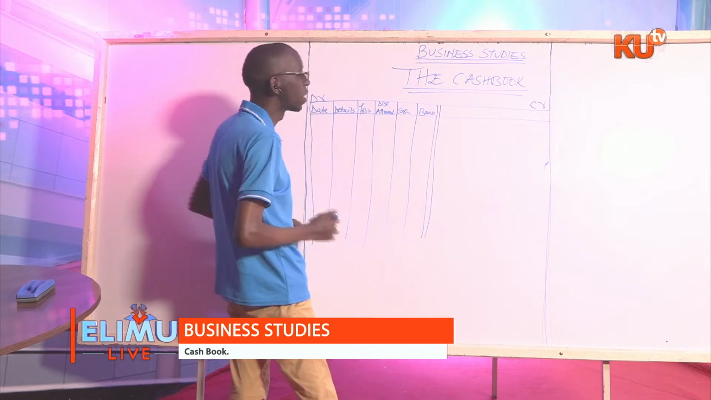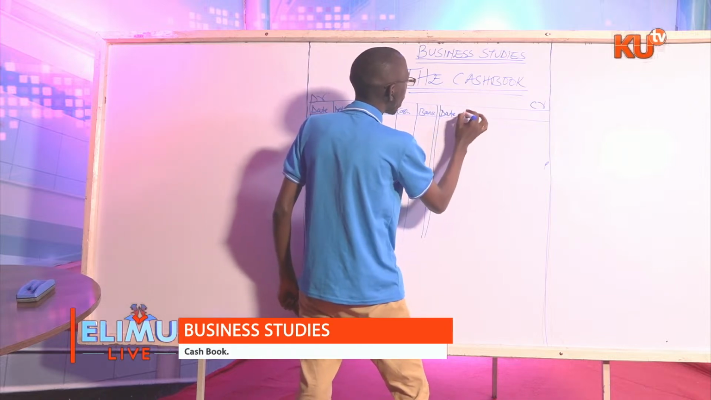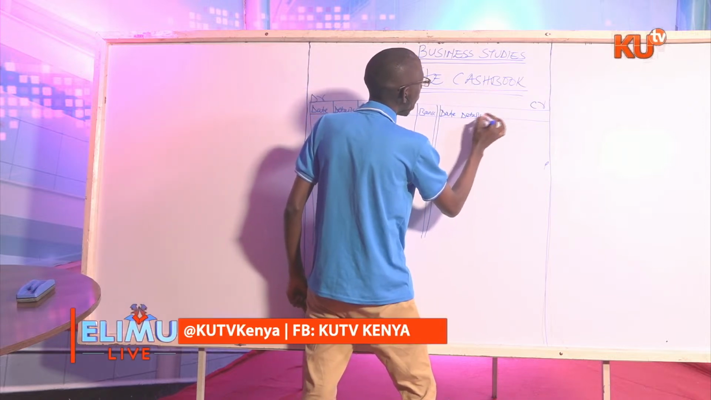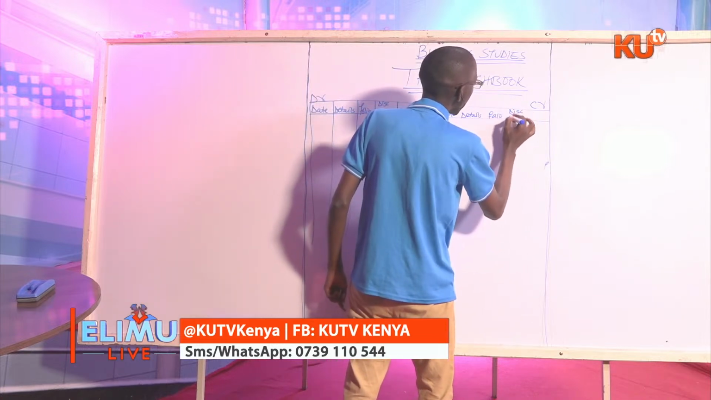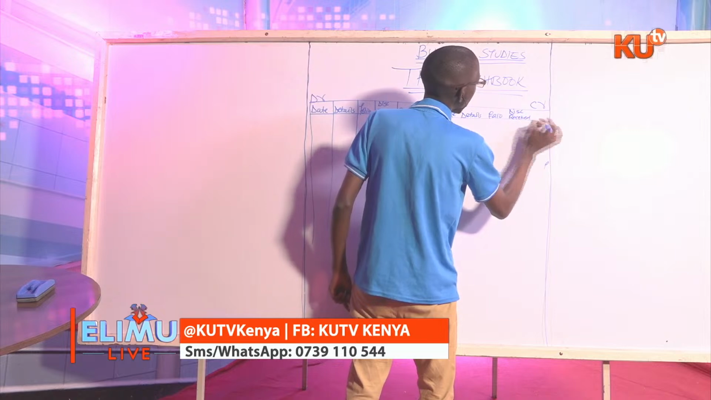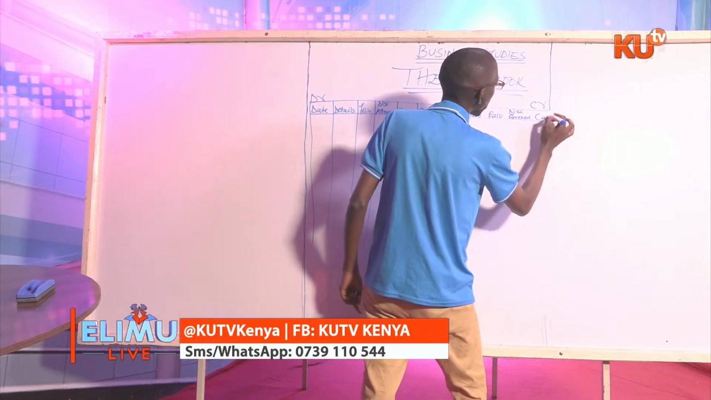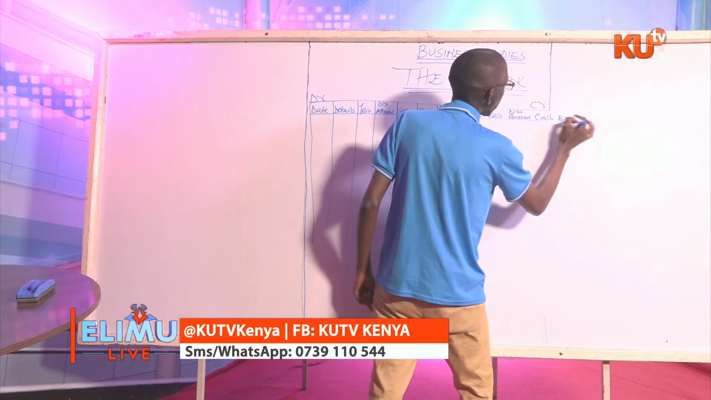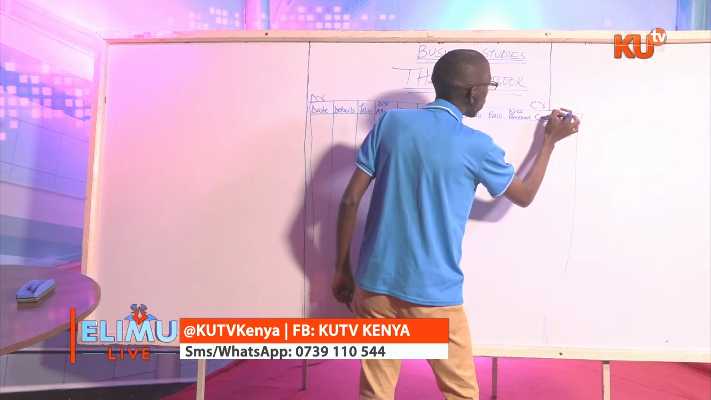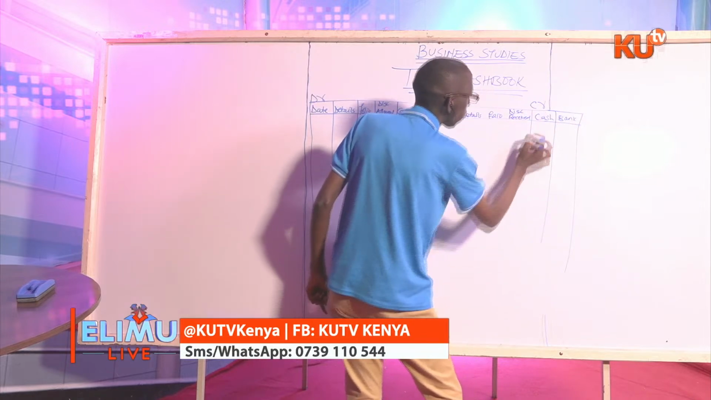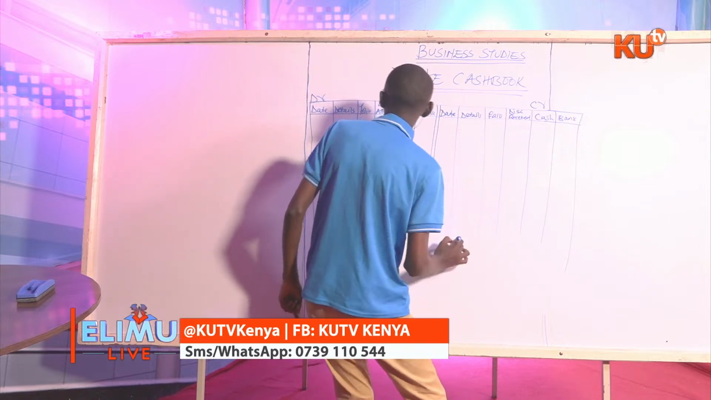The same is there on the credit side. We have the date, we have the details, we have the folio, but now here we have discount received. Then we have the cash, and then we have the bank column. This is the format of a three column cash book.